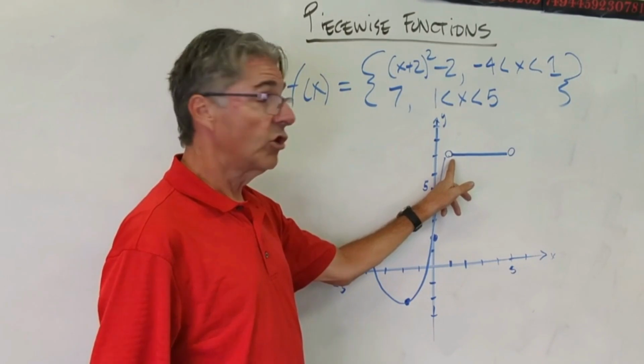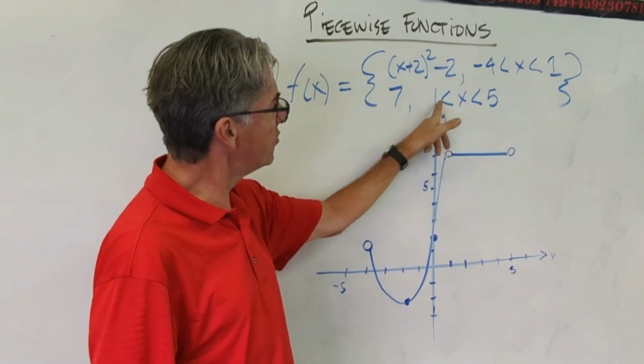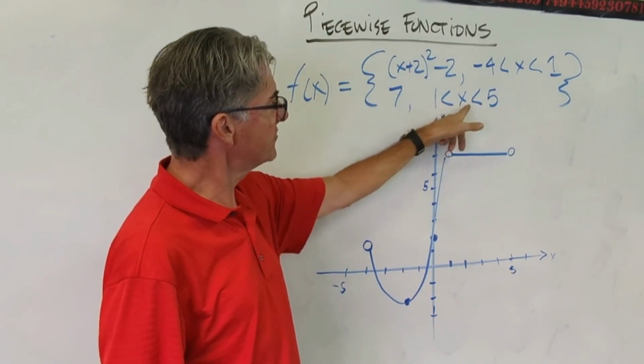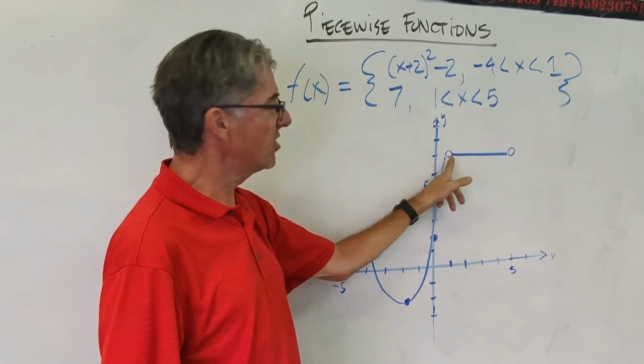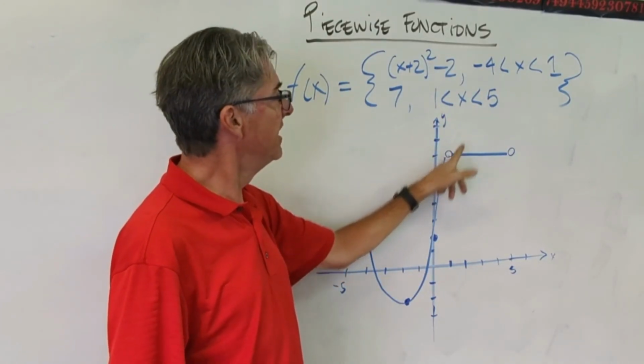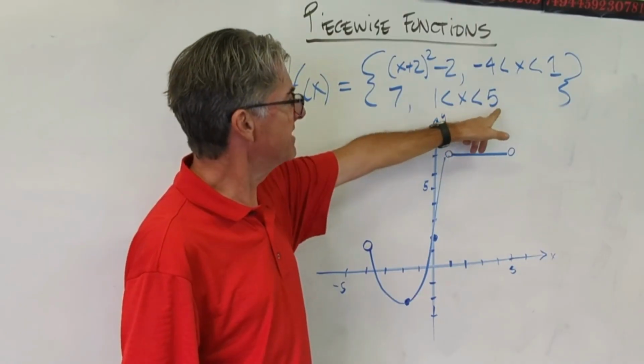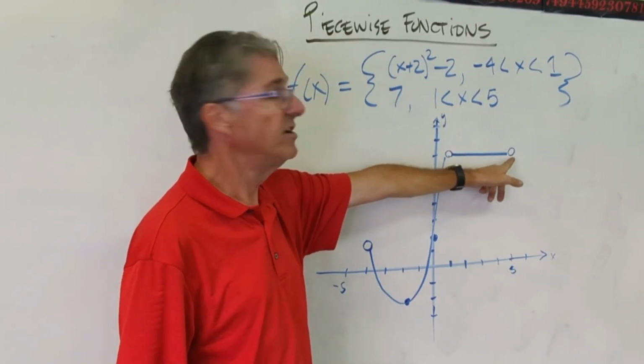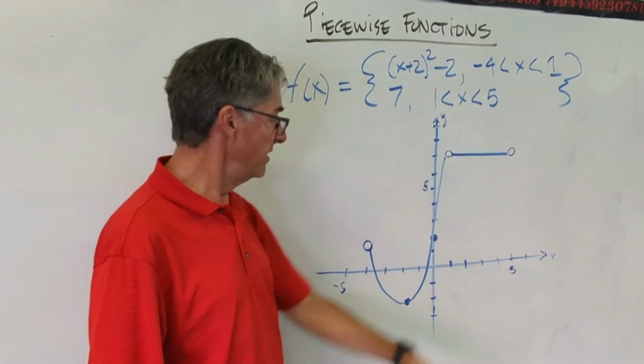Now, this circle could be closed if this was greater than or equal. If x was greater than or equal to 1, that also would cause that circle to be closed, but it's not. So that stays open, and then also x has to be less than 5. It can't be 5, so that circle is open.